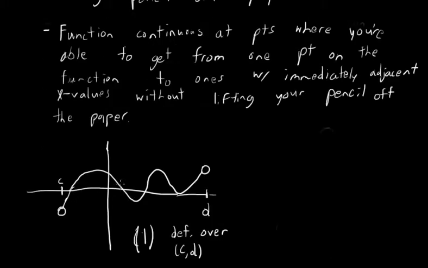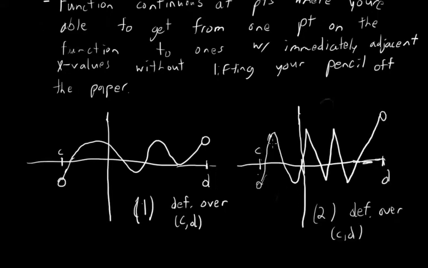So let's say we're looking at this function here. Let's call it function 1. It's defined over the open interval c to d, so that's excluding points c and d. And you can see that given any point on this function, you can get to the points with immediately adjacent x values without having to lift your pencil off the paper. And that holds for any particular point on this function. So we can say it's continuous at all points in its domain.